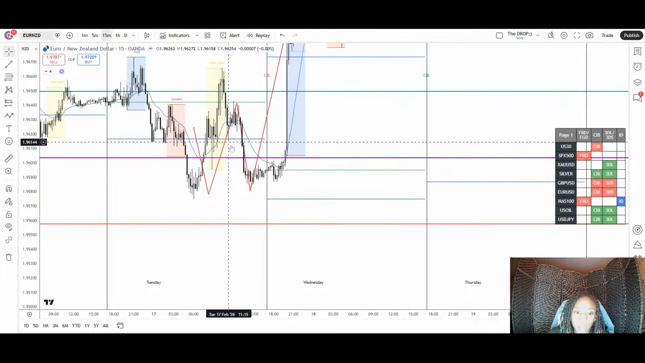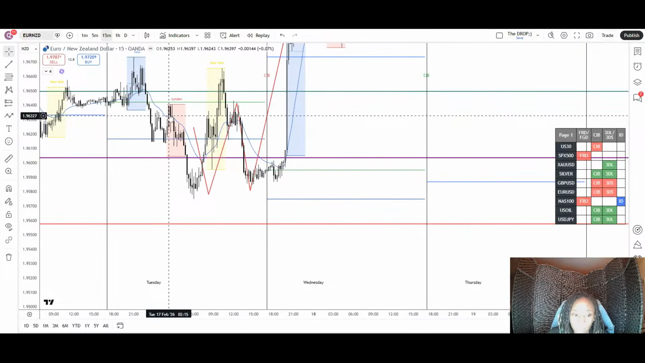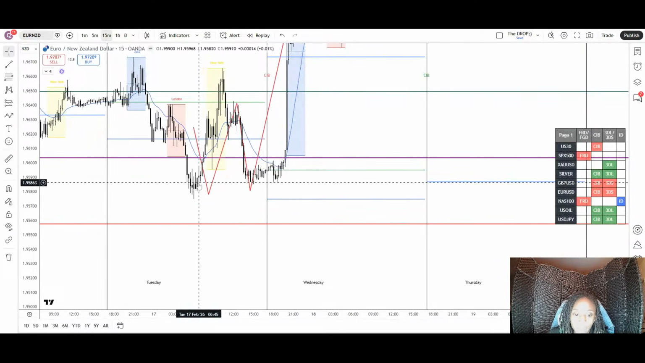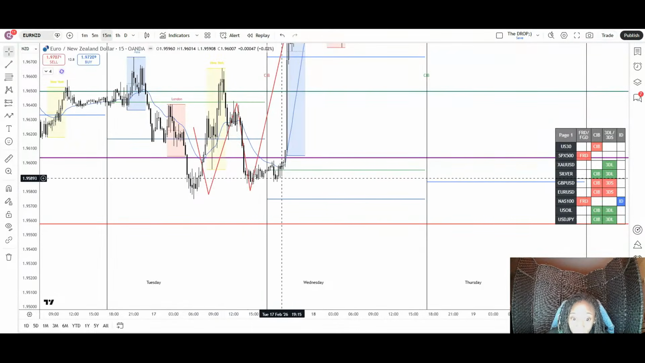You need to read structure, not candles. We break out, we pull back, we fail at this low. Now we're coiling.